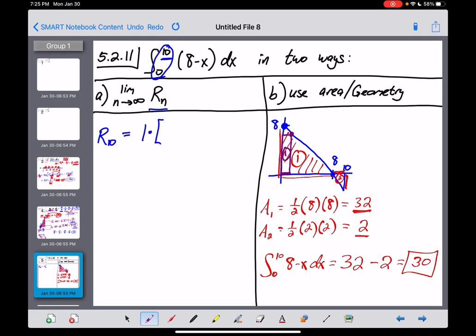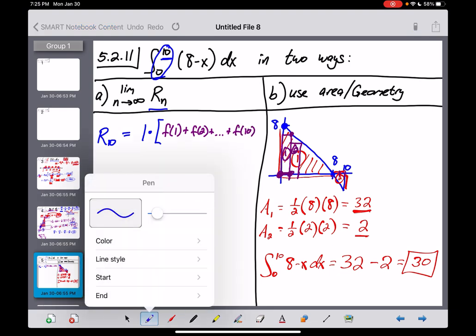That first subinterval starts at 0 and ends at 1. So the height of that rectangle is going to be f(1). The second subinterval starts at 1 and ends at 2, so its height there would be f(2). And we'll keep going all the way until the last subinterval, which goes from 9 to 10, and its height would be f(10). Okay, so let me get this consistent now.